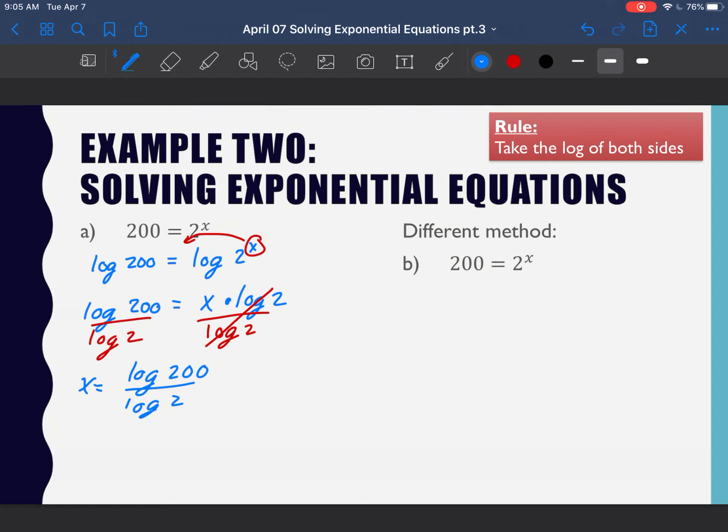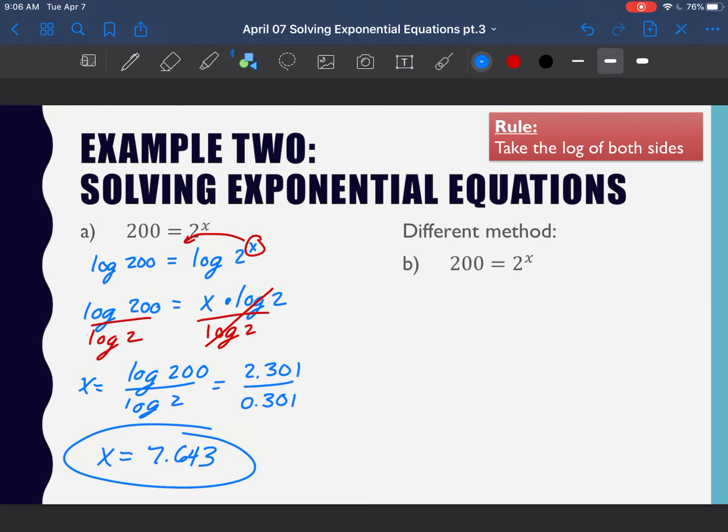And then again, get your decimals. So 2.301 divided by 0.301. I did the logarithms ahead of time, so that's why I know these. And then when you divide those two decimals, you get your answer is 7.643. So that's another of the same type. The only difference is that one's flipped.